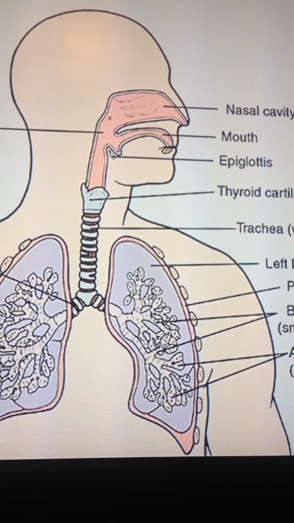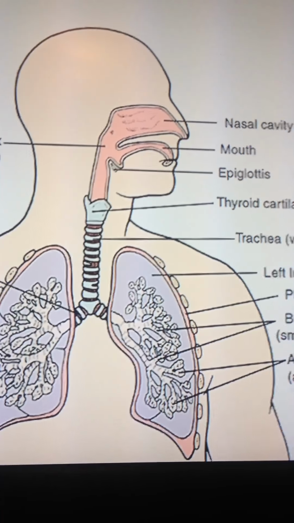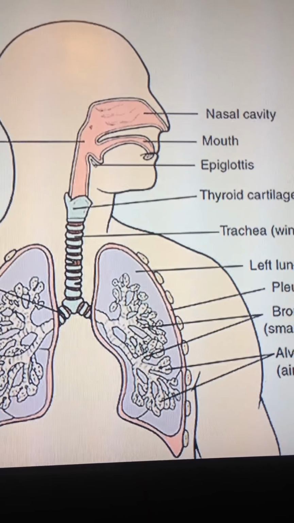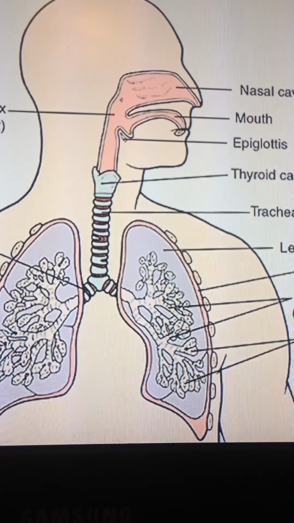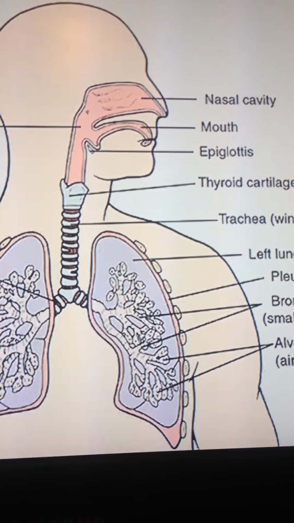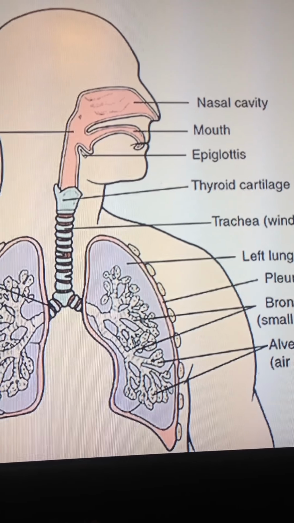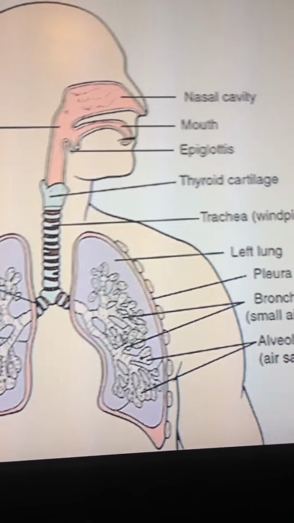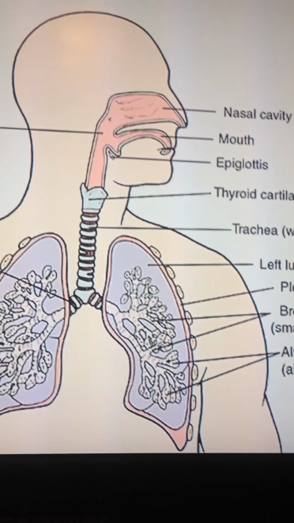And during exercise there are many other components which help, such as with inspiration we have the scalenes, which help, and with expiration we have the abdominal muscles and the internal intercostal muscles, helping out a whole bunch, as we have talked about.